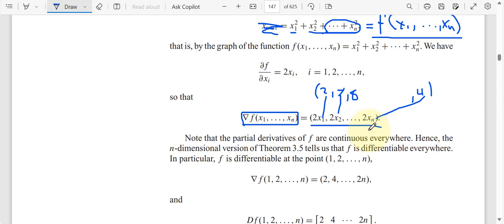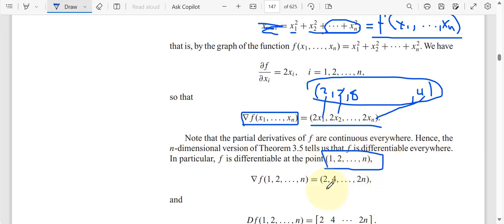So we can say, let's evaluate the gradient at this particular point. And here in this example, they evaluate this gradient at this point. Okay, so you just put these values in here and you get something out. I guess this is what you get out. You get 2 times 1 is 2. And this one is 2 times 2 is 4. And the last one is 2 times n. So you get something like this out.